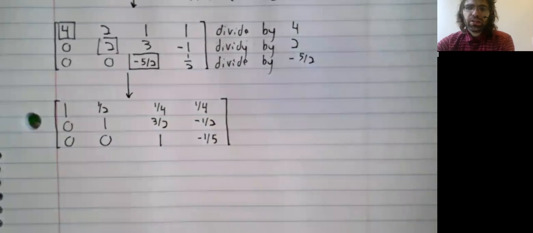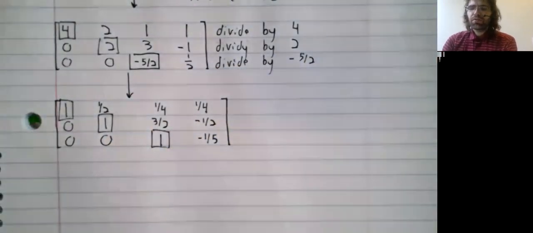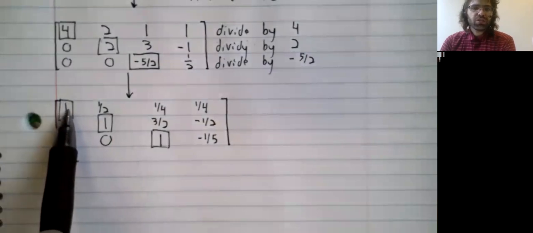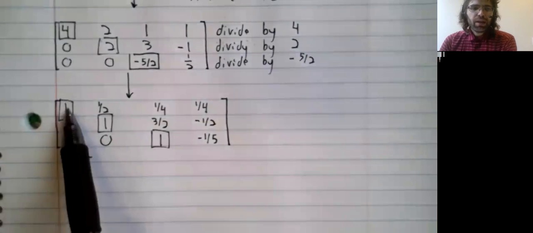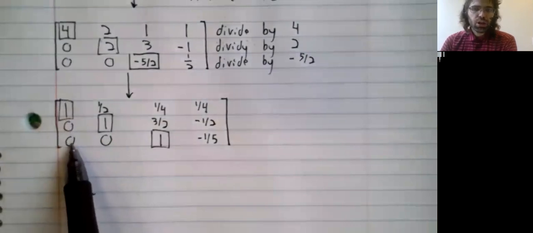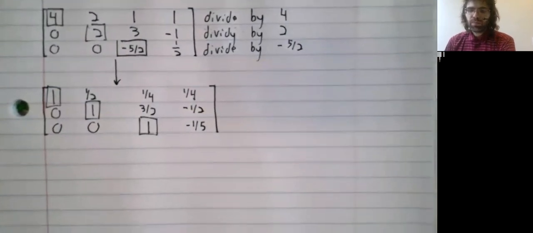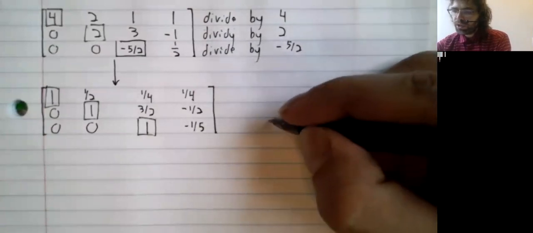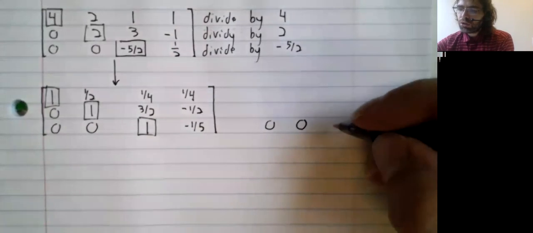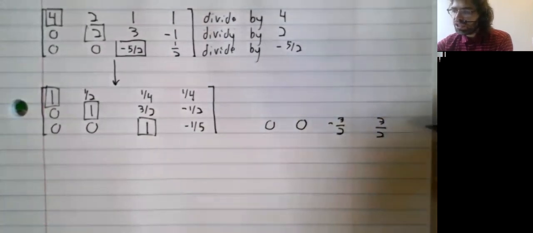And what we're going to do now is the Gaussian elimination process once again, except this time, instead of starting with our upper left leading entry, we'll start with our lower right leading entry. And instead of making everything below it zero, we'll make everything above this leading entry zero. So we need a -3/2 to add to this to get zero. We'll multiply our third row by -3/2.